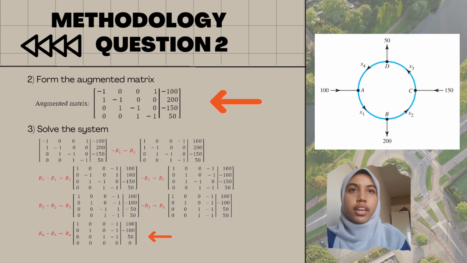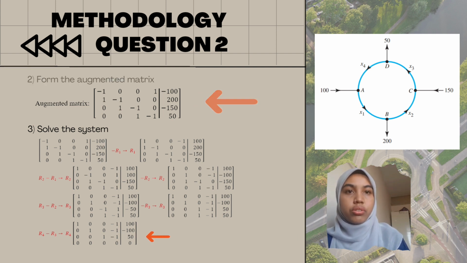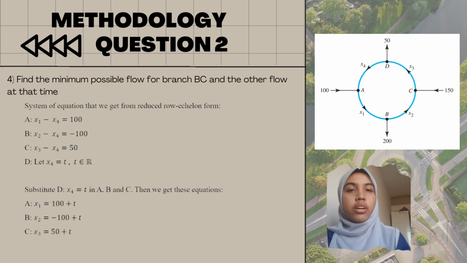And at the end, we will get the reduced matrix: 1, 0, 0, negative 1, 100; 0, 1, 0, negative 1, negative 100; 0, 0, 1, negative 1, 50; and 0, 0, 0, 0, 0. From the reduced matrix, we assume that x4 is t, and t is a subset of real numbers. Substitute t in the equations. We can get for A, x1 equals 100 plus t, for B, x2 equals negative 100 plus t, and for C, x3 equals 50 plus t.